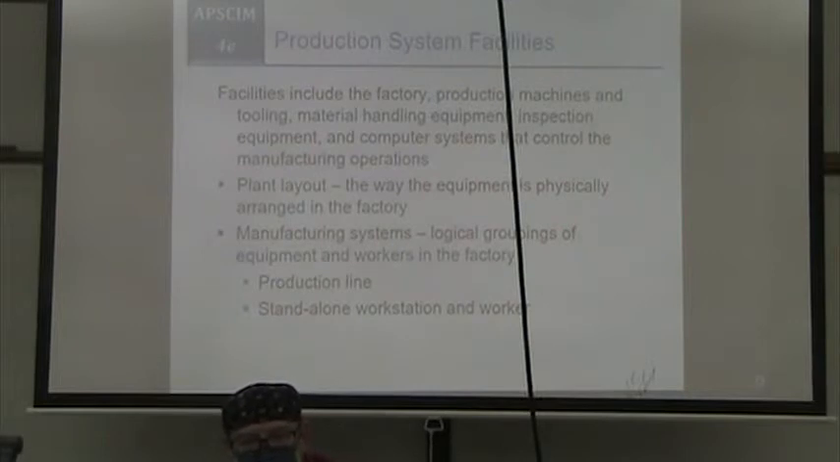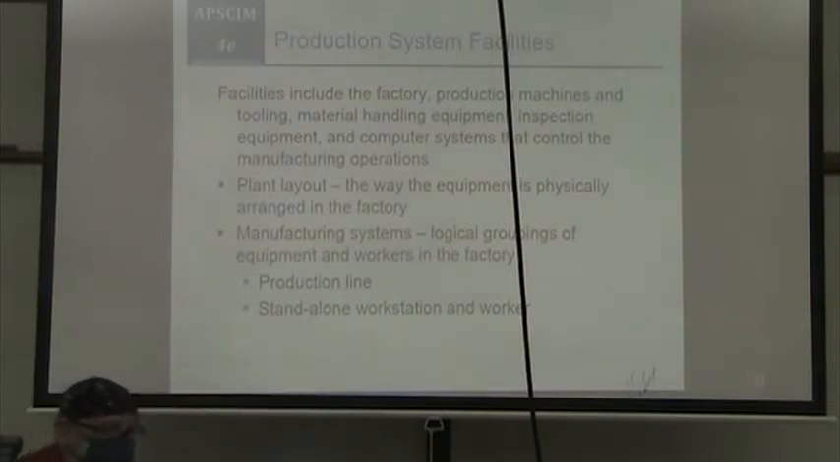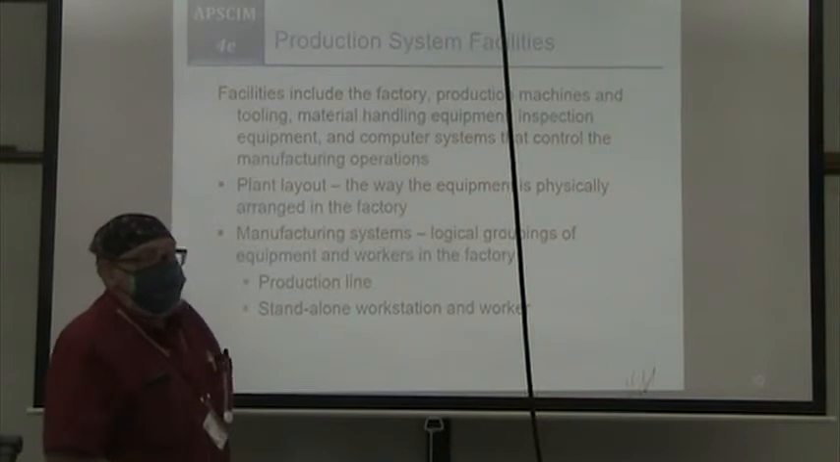All right, so our production system facilities. Again, our facilities include our factory, our production machines, tooling, material handling equipment, inspection equipment, computer systems that control manufacturing operations.